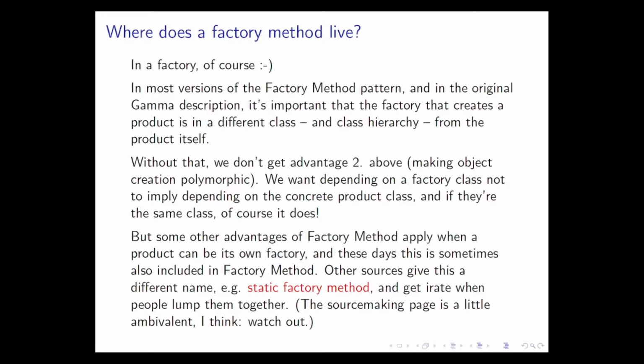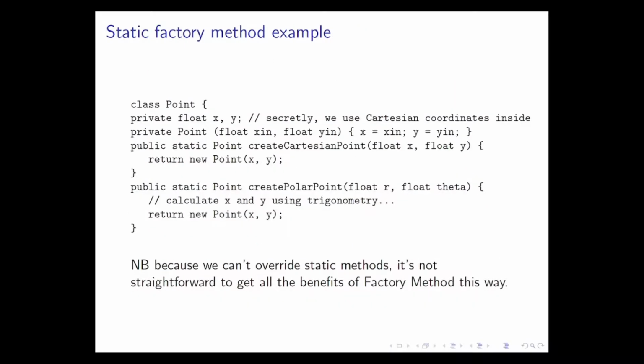However, there are some cases in which you get some of the advantages of factory method where we can allow a product, if you like, to be its own factory. And sometimes people include that kind of thing in their understanding of what factory method is. Other sources, and I think this is probably a better idea really, pick a different name for what we're going to look at next, such as static factory method, and then they get irate when people lump them together for fairly good reasons actually. But let me not labour that too much. Let's go on and look at static factories.